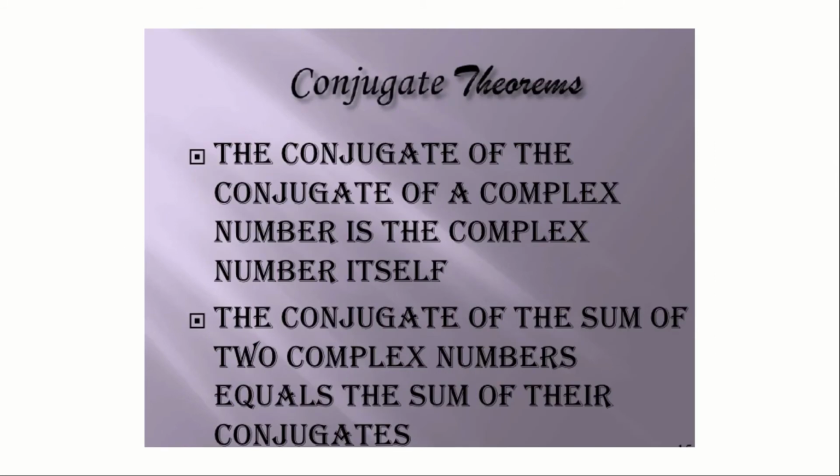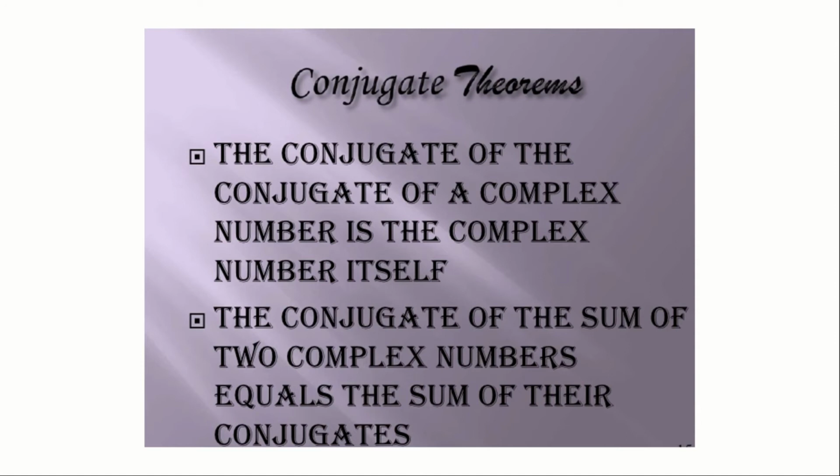Let us move on to the important topic, conjugate theorems. Here the important statements of the conjugate theorem are given. First, the conjugate of the conjugate of a complex number is the complex number itself, that is, the double conjugate. A single bar signifies a negative, whereas the double bar signifies the number itself, because minus of minus becomes plus. In the same way, the conjugate of the conjugate of a complex number is always the complex number itself.